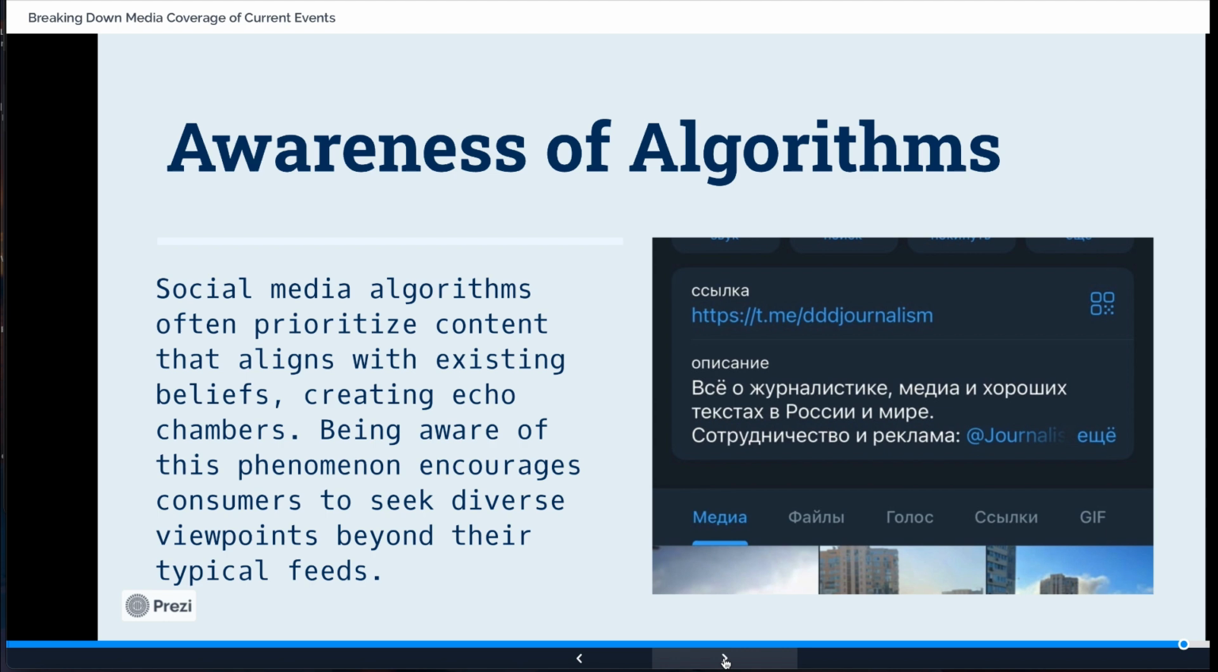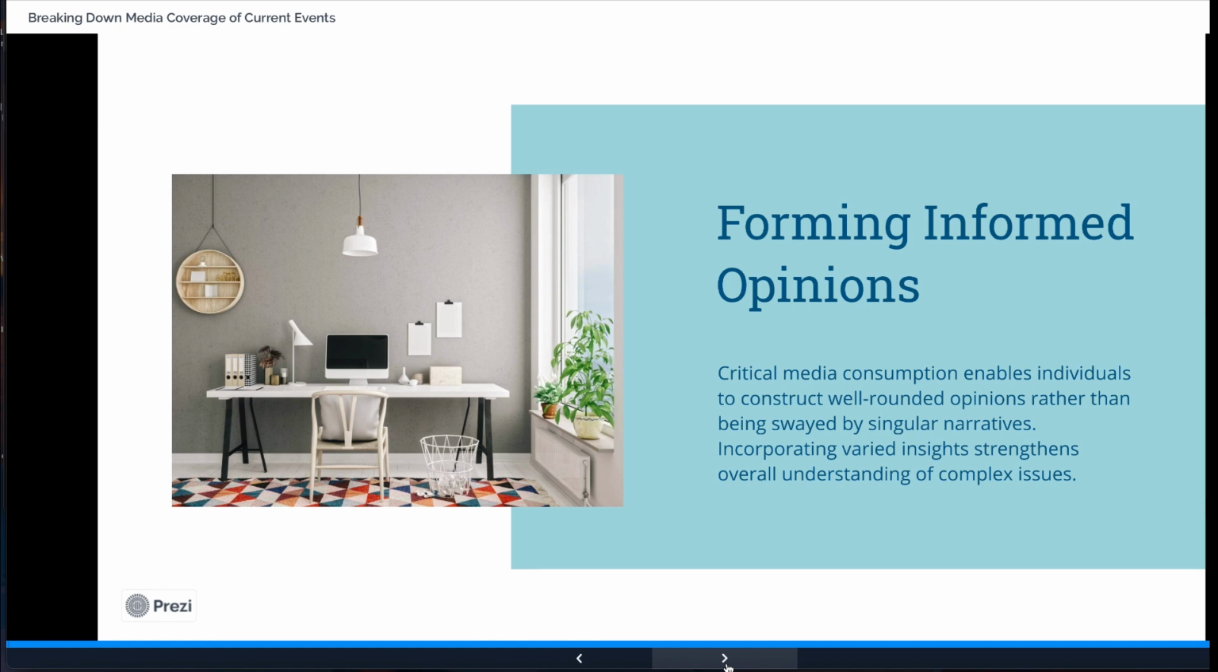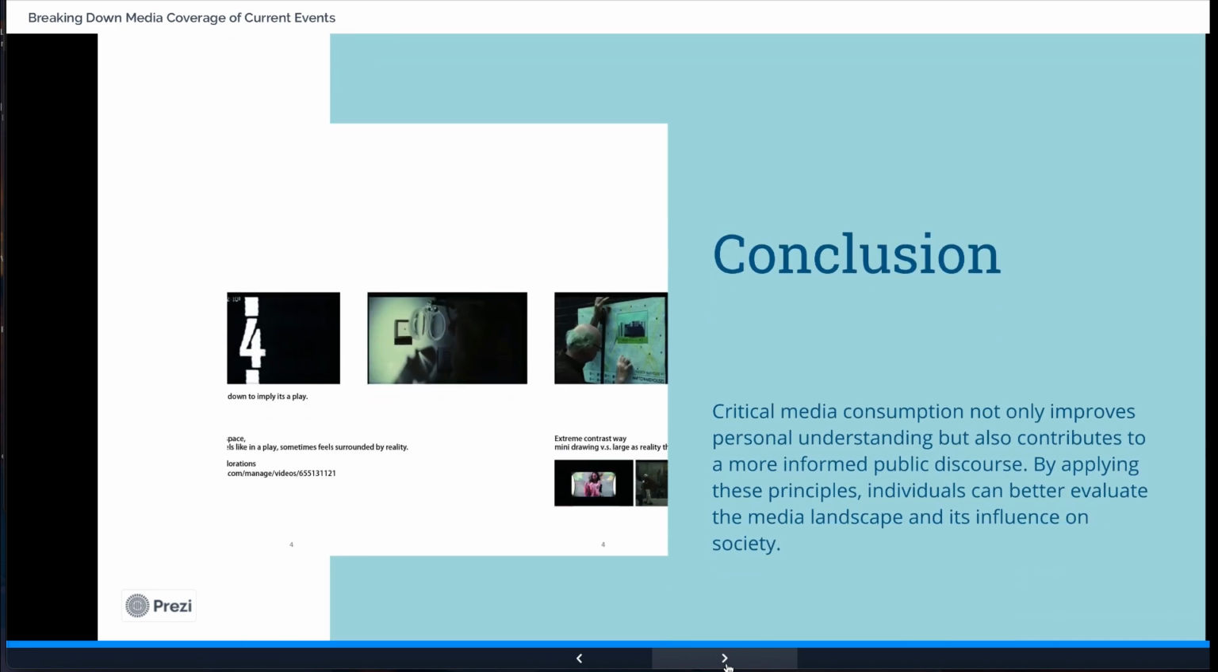Forming informed opinions. Critical media consumption enables individuals to construct well-rounded opinions rather than being skewed by single narratives. Incorporating varied insights strengthens overall understanding of complex issues. As for a conclusion, critical media consumption not only improves personal understanding but also contributes to a more informed public discourse. By applying these principles, individuals can better evaluate the media landscape and its influence on society.